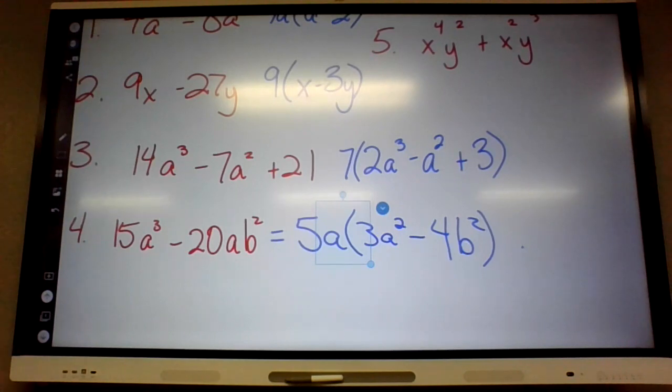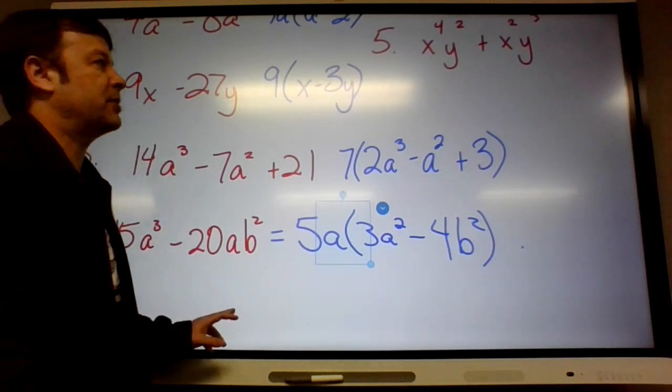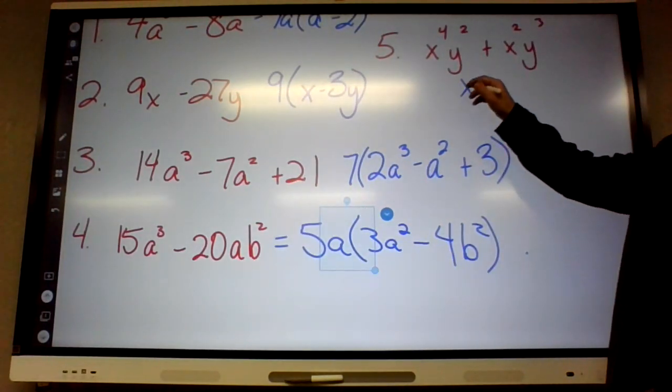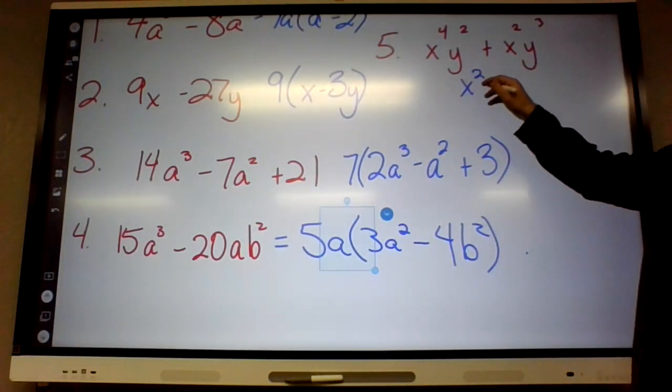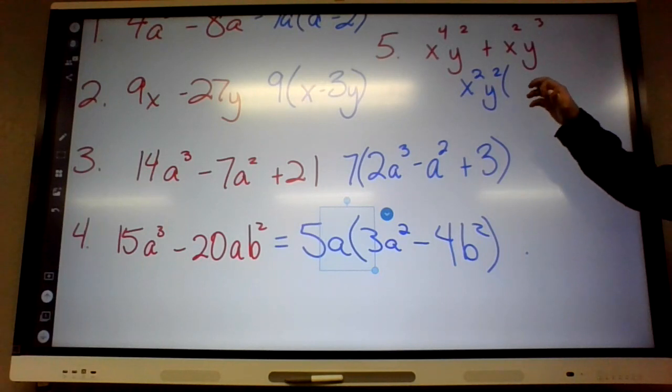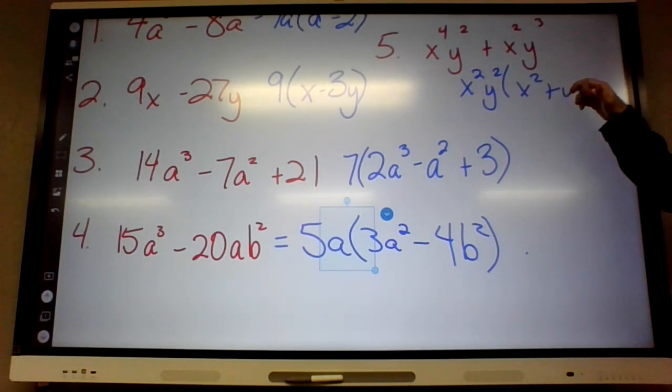Okay, Mallory, number 5. What can we take out of both of those? Right, they both have at least x squared, and they both have at least y squared. What's left? x squared y squared times x squared plus y.